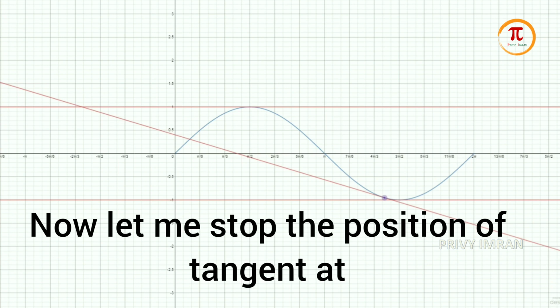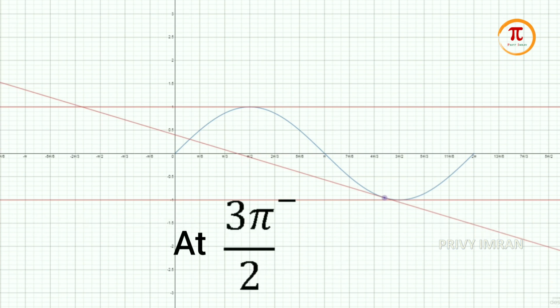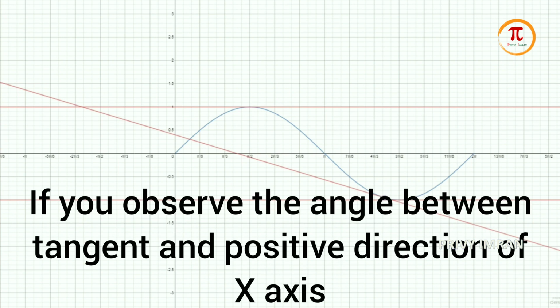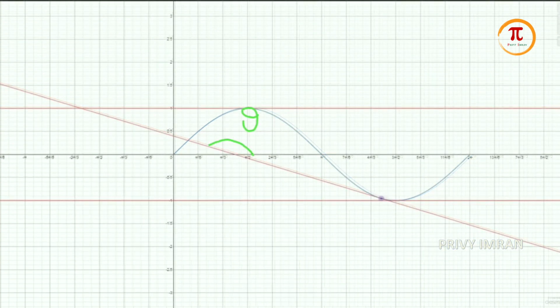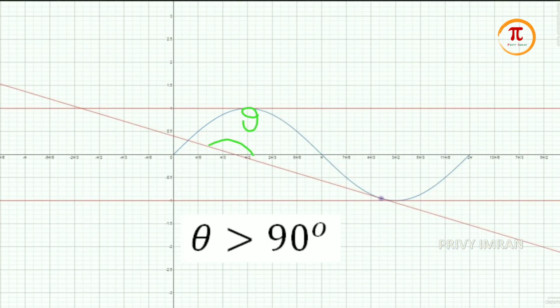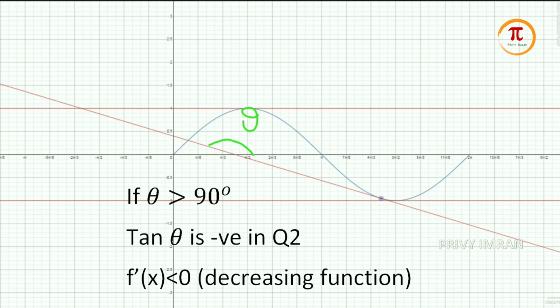Now let me show the position of the tangent at 3 pi by 2 minus. If you observe, the angle between the tangent and the positive direction of the x-axis, theta, is greater than 90 degrees. If theta is greater than 90 degrees, tan theta is negative in the second quadrant. Therefore, f dash of x is less than 0.